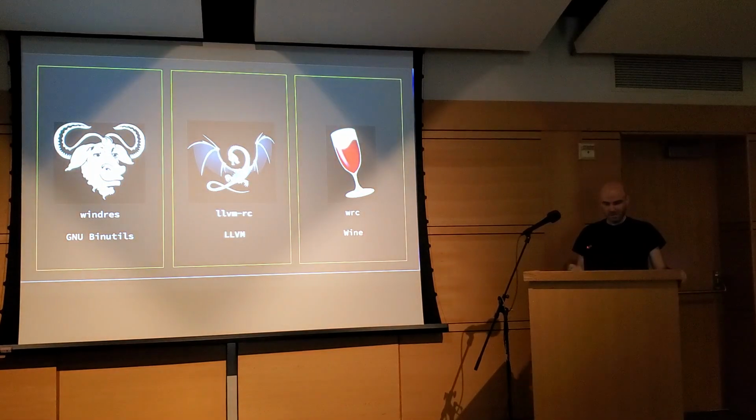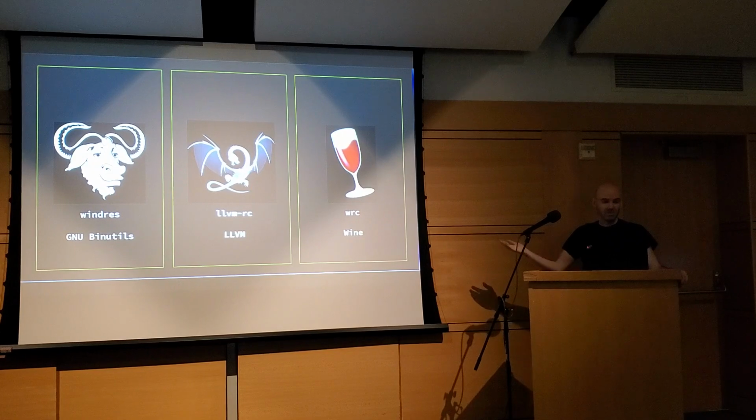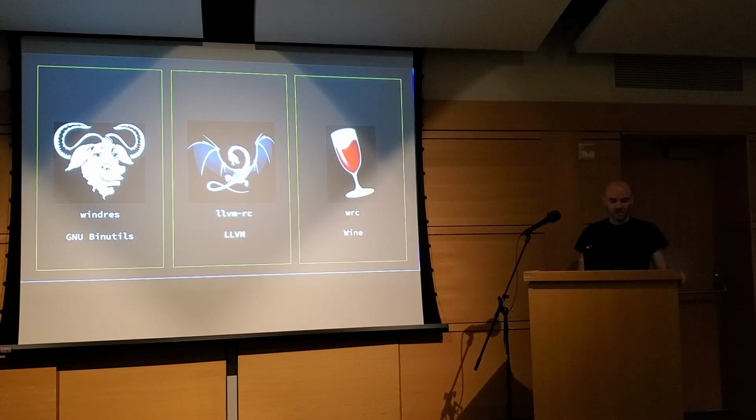But there are existing projects that do this, cross-platform Windows resource compilers. There's windres from GNU, there's llvm-rc from LLVM, and there's wrc from Wine. So my initial plan was to use these as a reference, like these are open source, the Windows version is closed source, so it's harder to figure out. But the problem with that is that none of these are fully compatible with the Windows version.